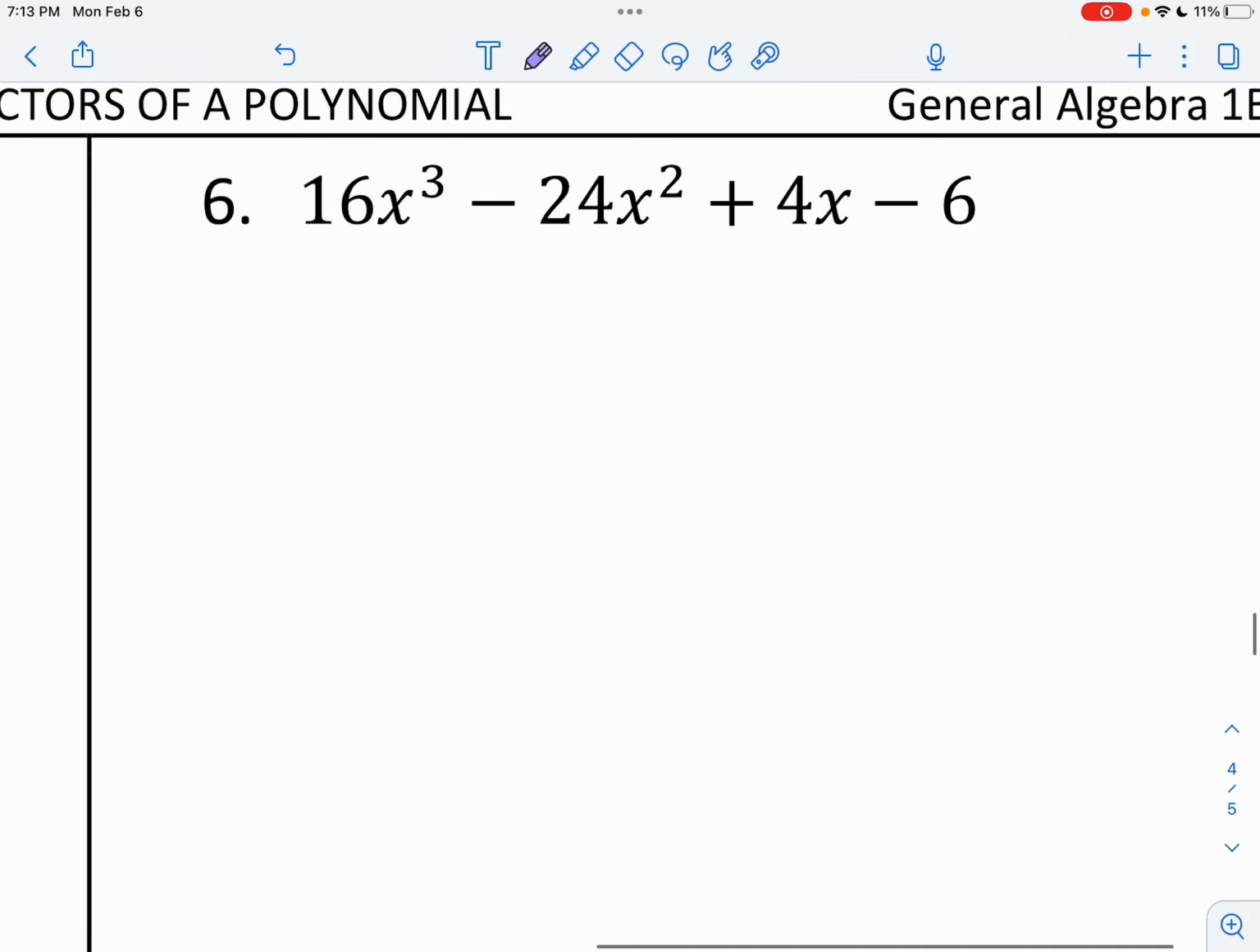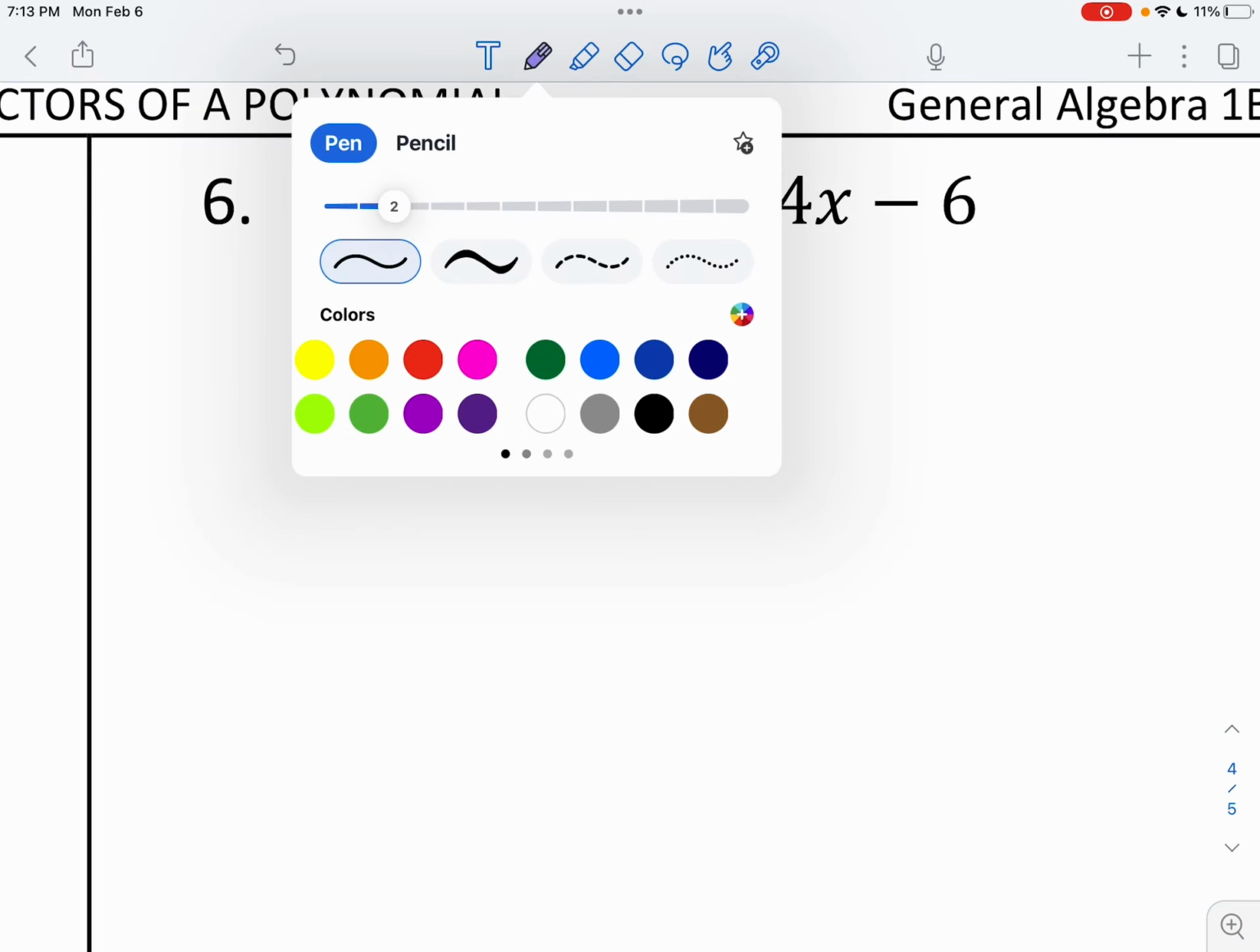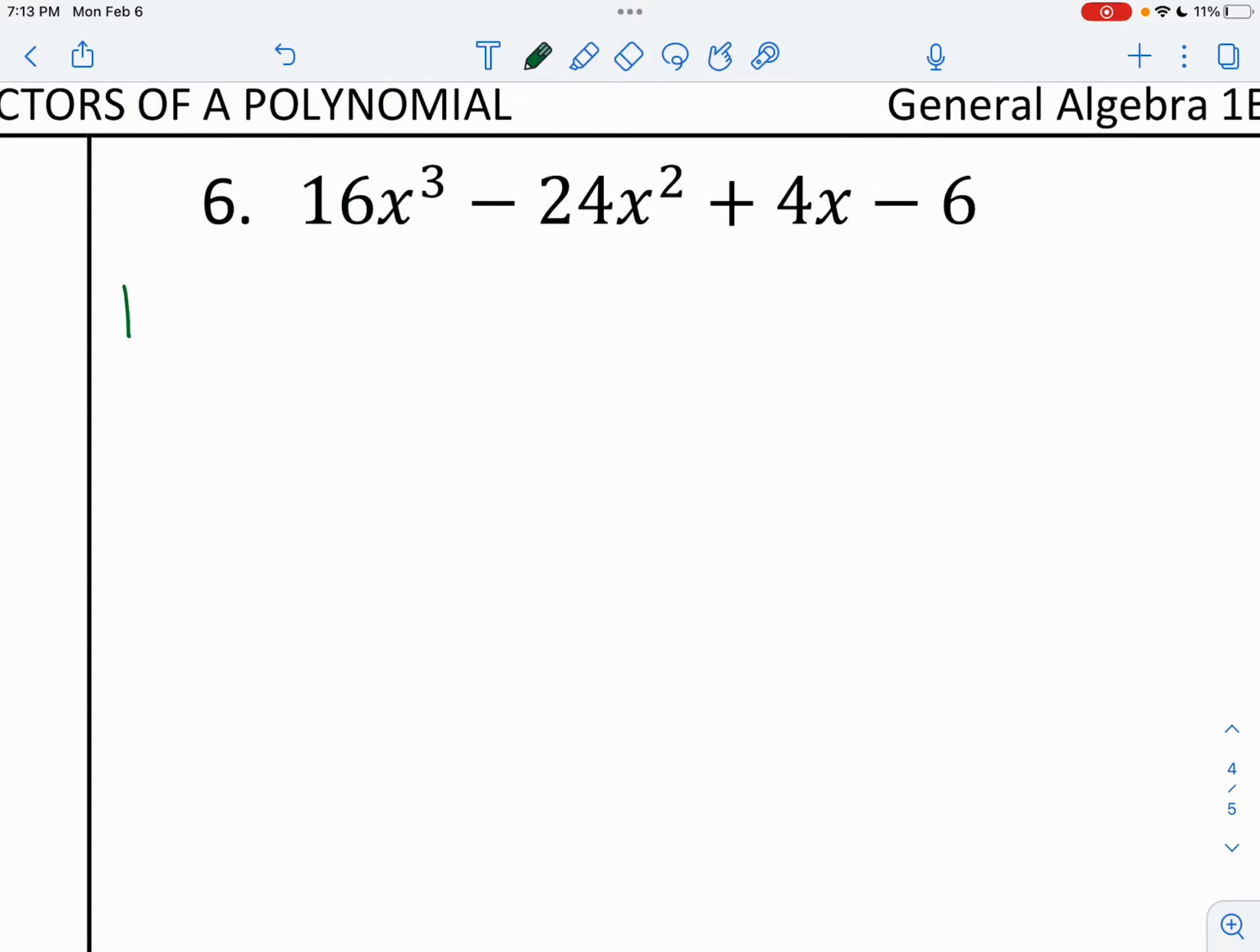Number 6. GCF. This is better than Mario Kart. I highly disagree. GCF. I told them today, though, that math is like a video game. The more you practice it, the better you get. That's a very true statement. I think so. I mean, it's really just like playing games all day in my room.